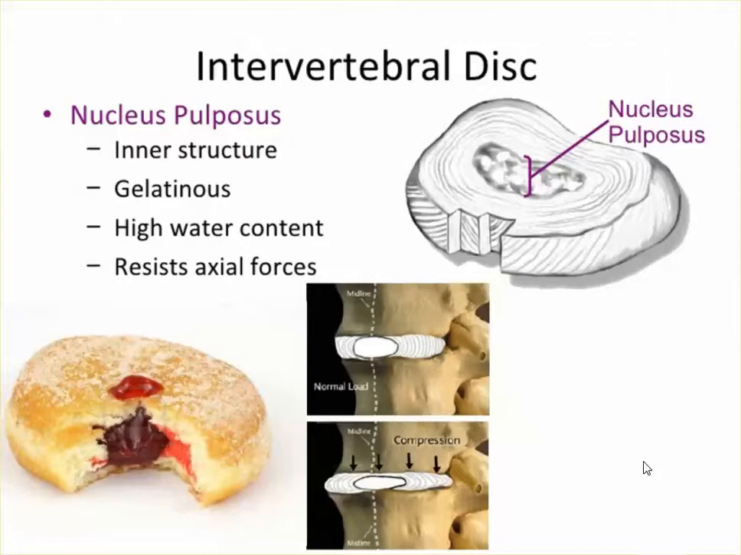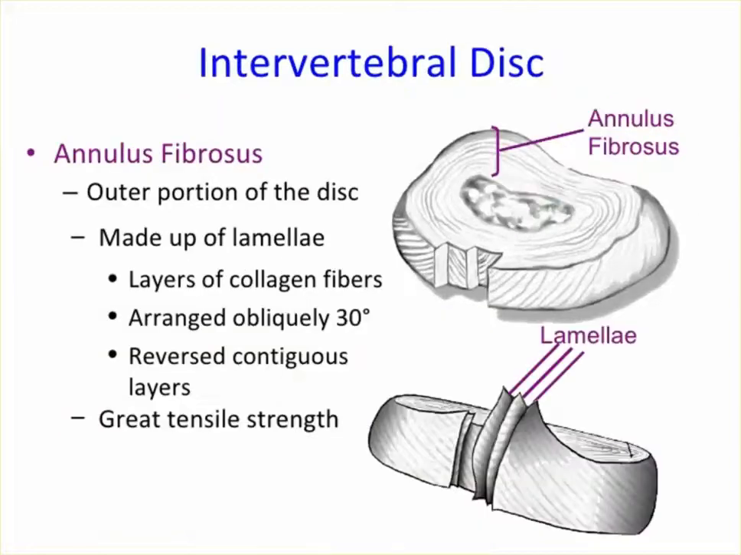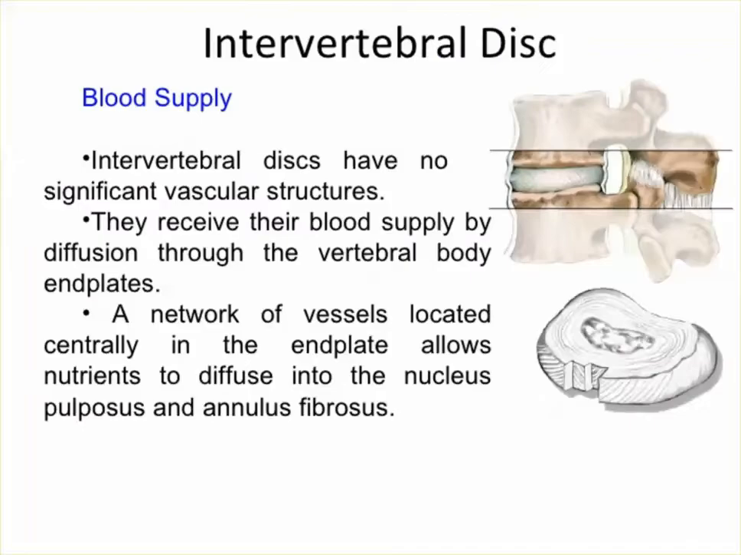So the inner structure is gelatinous, like a jelly donut, and the outer part is very tough, and the disc resists compression. The outer part, the annulus fibrosus, consists of layers of collagen that are at 30 degrees, and they're at an angle that makes a total angle of 60 degrees. They're made like that on purpose to resist tensile forces.